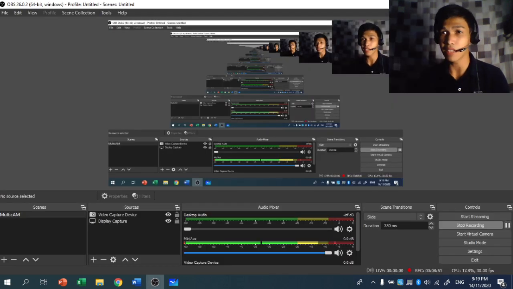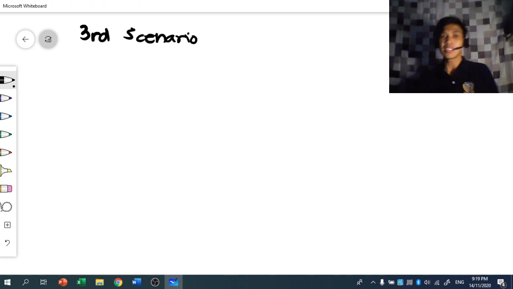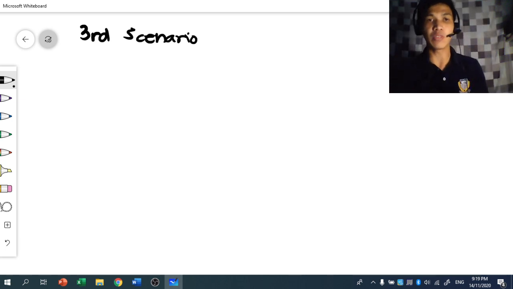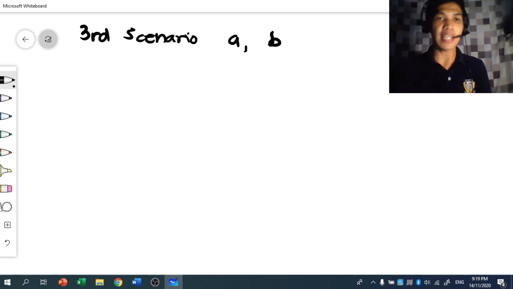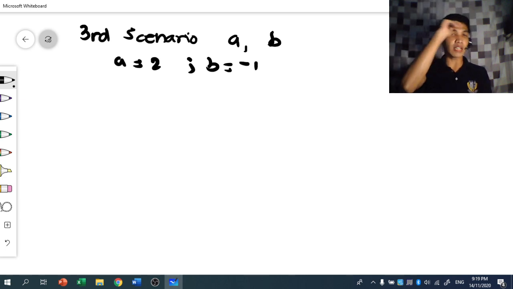Okay, so let's have our third scenario. And what if our given is the x-intercept and the y-intercept? So that will be for if the given is A and B. Again, x and y intercept naman po ang given. So what if your A will be equal to 2 and your B will be equal to -1? So ano kaya ang gagawin natin in order to find the equation of a line?